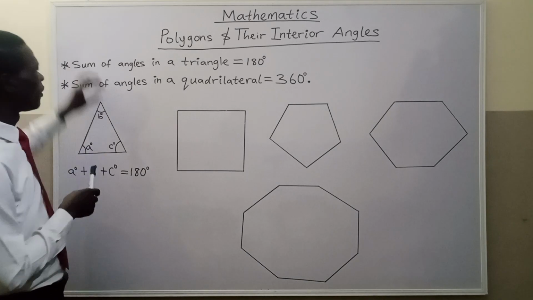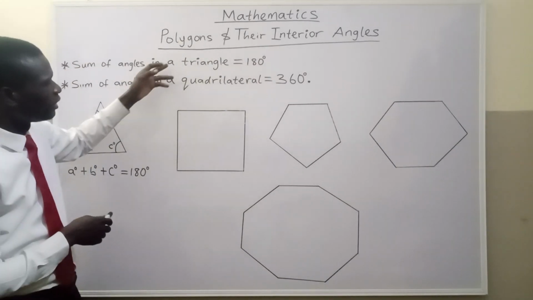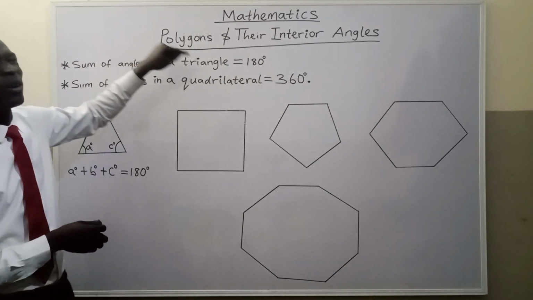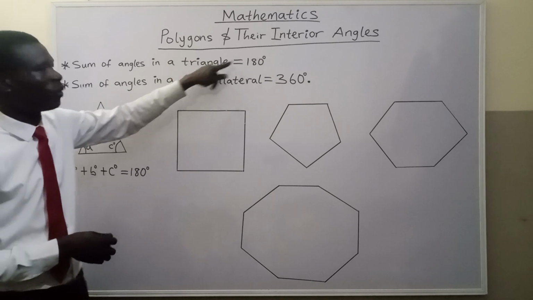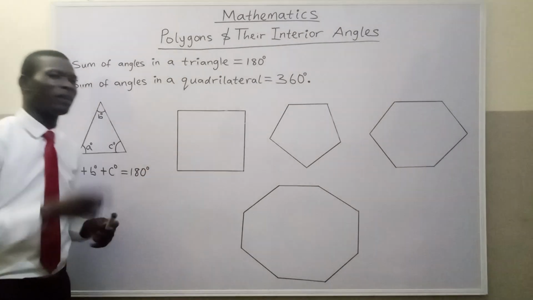Now, what do you mean by interior angles? Normally they don't call the sum of angles in a triangle the interior angles, they always say the sum of angles in a triangle. But it's actually supposed to be the sum of the interior angles of a triangle equals 180 degrees. That's the right statement to use for it. Now, what do you mean by these interior angles?